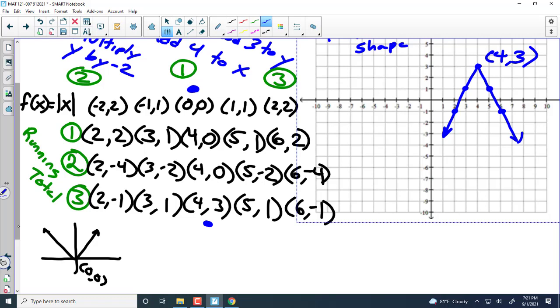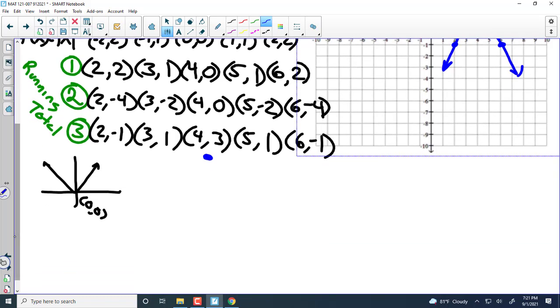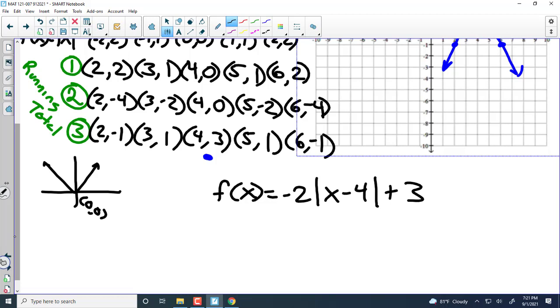Here's another thing that's cool. Oh, Steve, certainly you can't expect me to believe that you did that correctly. I want proof. Okay, here's your proof. f of x equals -2 times the absolute value of x minus 4, plus 3. Someone pick one of these ordered pairs on the bottom row. 2, -1. Okay, watch this.